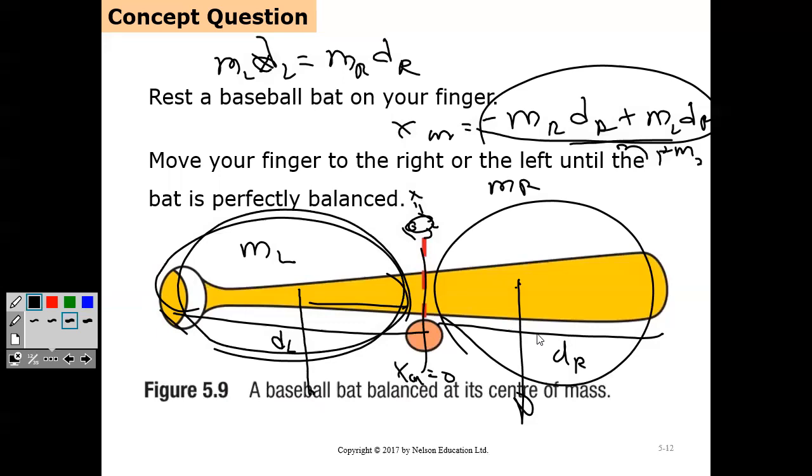If it is a uniform object, you will get the center of mass at the center, and then the masses are equal. If the object is not uniform, like this one, you will not balance at the geometric center. You will be balancing somewhere like here. This is not the geometric center. This is the center of mass, because this is not a symmetric object.